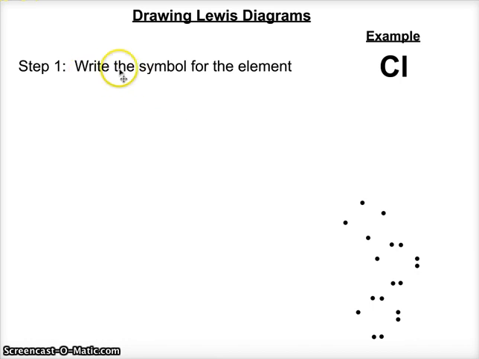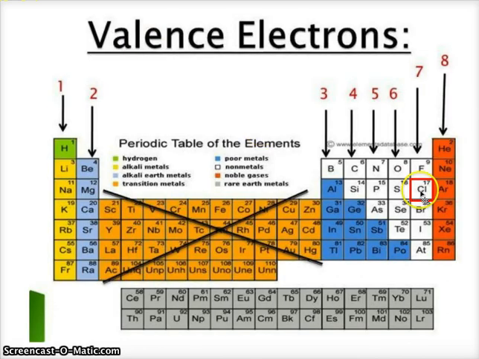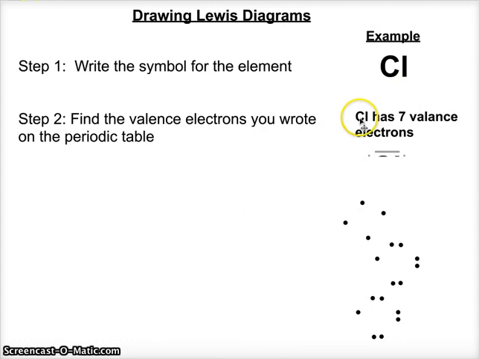So the first step is to write the symbol for the element. The example is Cl for chlorine. This is not an I, this is an L. Chlorine's a little tricky, in that this is a lowercase l. Your second step is to find the valence electrons you wrote on your periodic table. So if you go back here, we found that chlorine is in the column of 7s. So that is where you're going to find your valence electrons. So chlorine has 7 valence electrons.